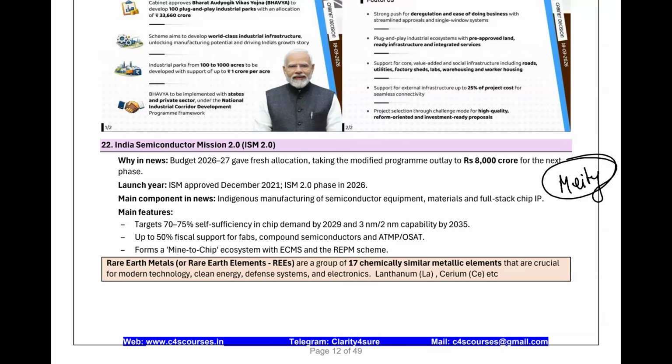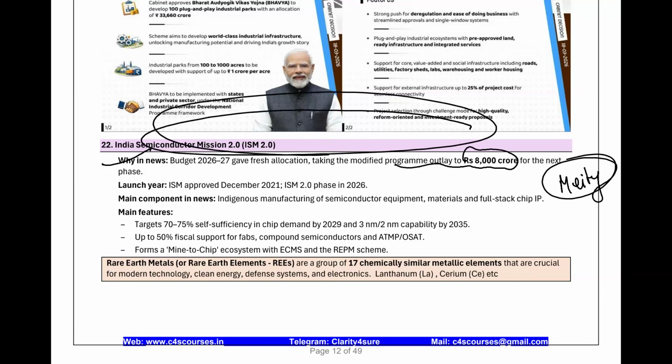So why is this in the budget? You can read it, right? But the outlay for the program, remember, is rupees 8,000 crore for the next phase. 8,000 crore, how much? For the next phase, 8,000 crore. The key points you should understand for the India Semiconductor Mission, that is ISM 2.0, are: it is to promote domestic semiconductor manufacturing. What to promote? Domestic semiconductor manufacturing. How much fiscal support to give? Fiscal support is up to 50%. How much? 50%.